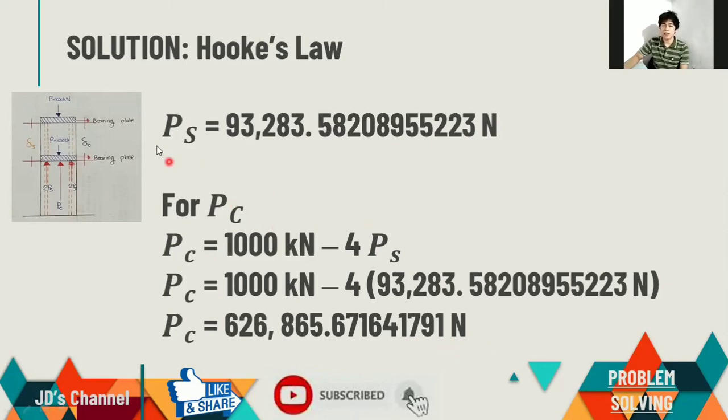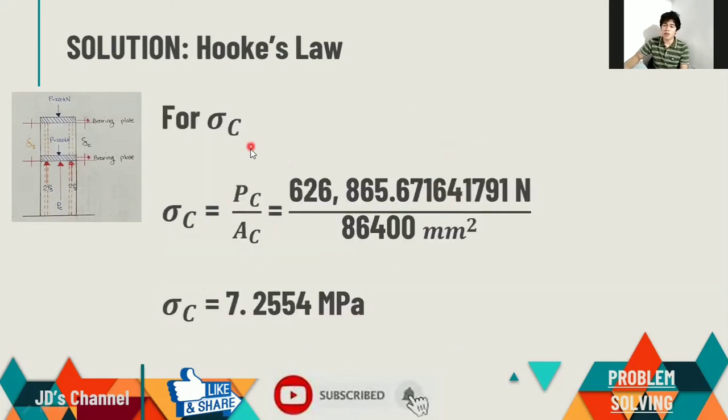Okay, so ito na nga, since we have the PS, which is the force in steel and force in the concrete, and we have the area in both steel and concrete, so we can solve for the stress. Substitute lang natin for stress in concrete. So we have the PC and AC, which is yung ating 626,865.6716 41791 Newton over ng ating 86,400 mm squared. And then, upon applying the operation, we will get this.